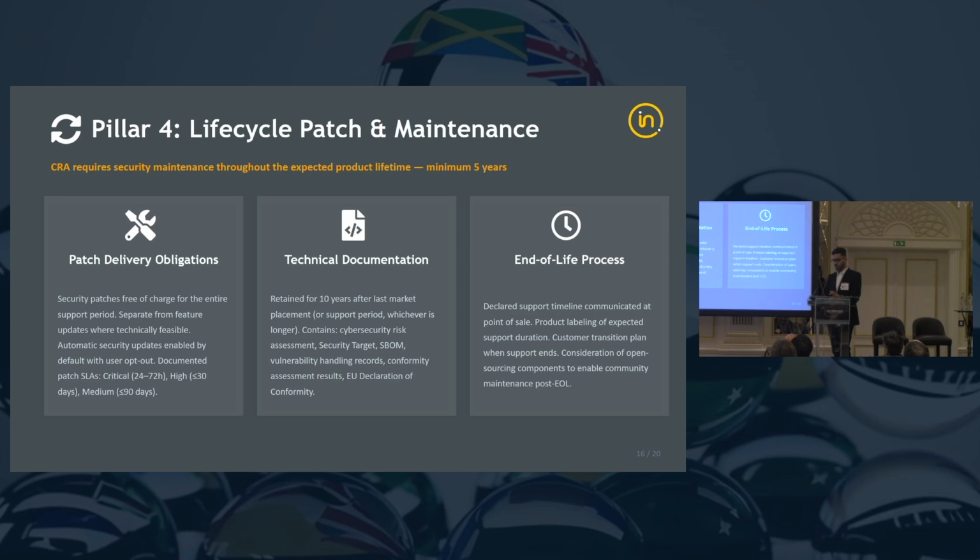You have to communicate your support timeline at the point of sale. The product must be labeled with its expected support duration. You need a consumer transition plan for when support ends, and you should consider open sourcing components as well.